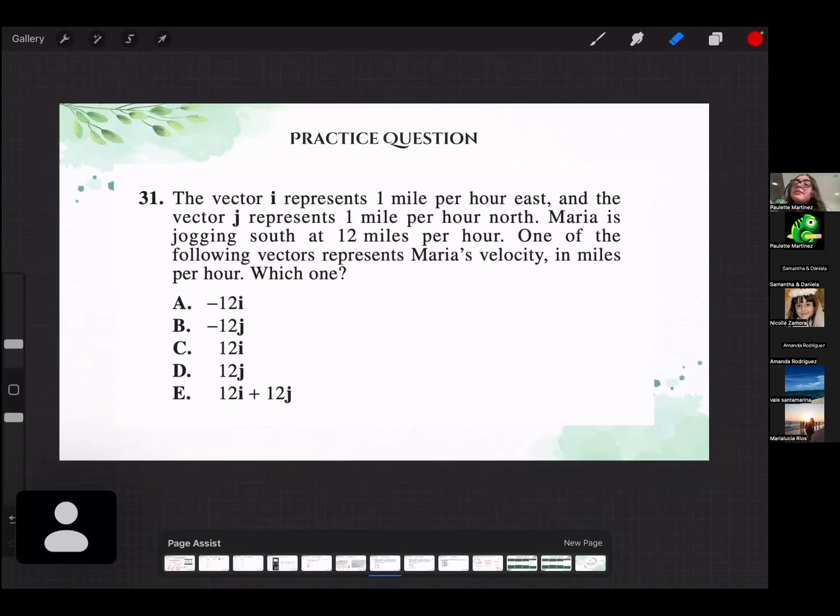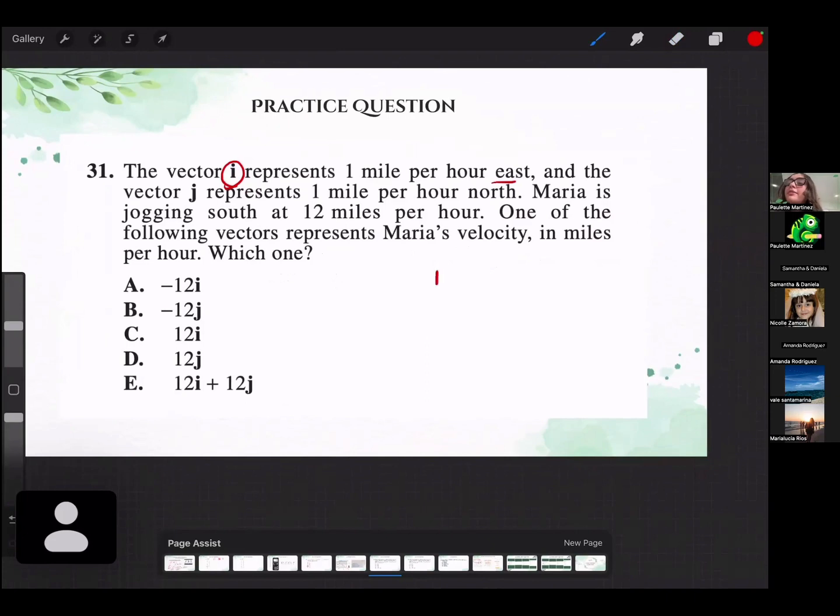So when we come to vectors, the vector I represents east, right? You know how we have "never eat soggy waffles." It's saying that I represents east. I like to think of it as representing the x-axis. And then J is representing north, which is kind of like the y-axis.